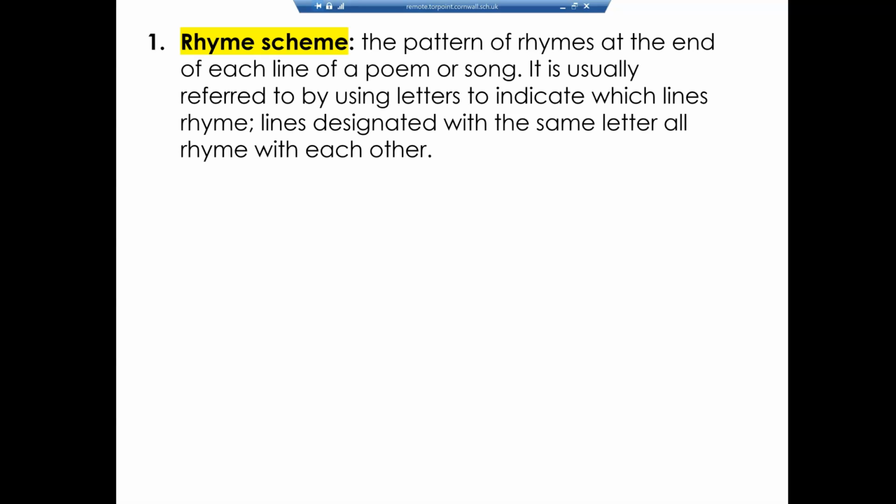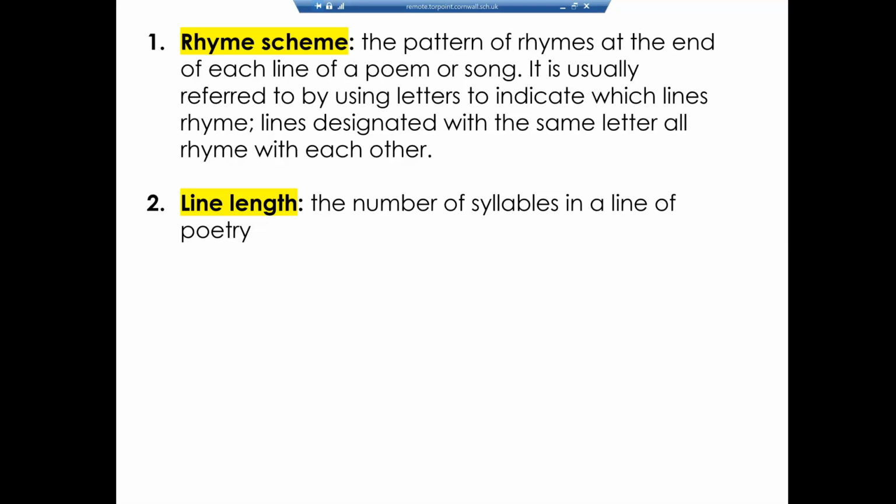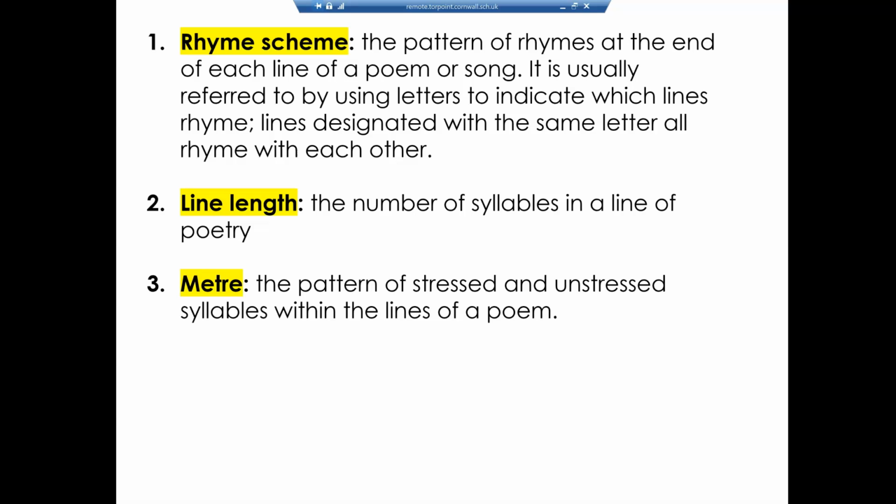Okay, let's go through our answers. So number 1, the answer here was rhyme scheme. That's the pattern of rhymes that's used at the end of each line in a poem or a song. Number 2, line length, the number of syllables in a line of poetry. Number 3, the answer is metre, the pattern of stressed and unstressed syllables within the lines of a poem.